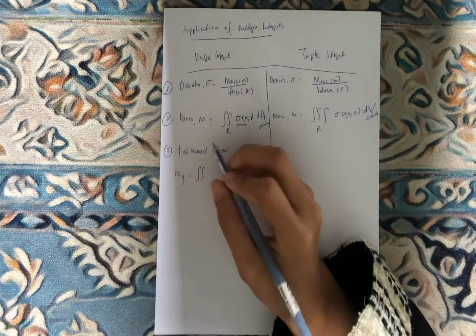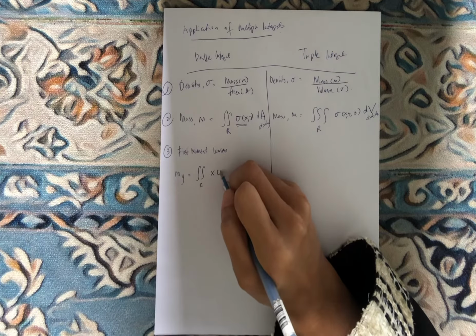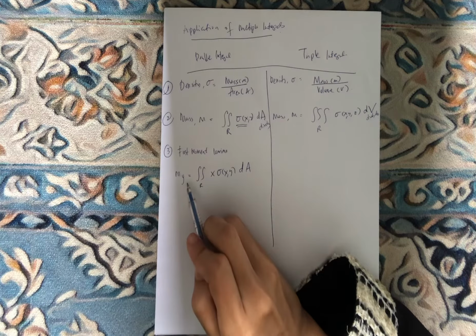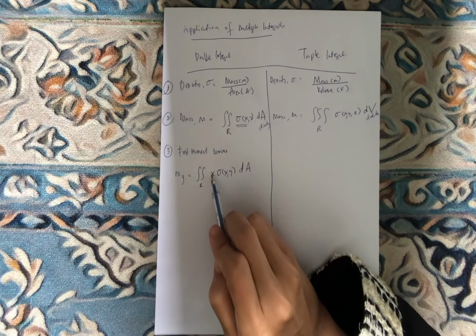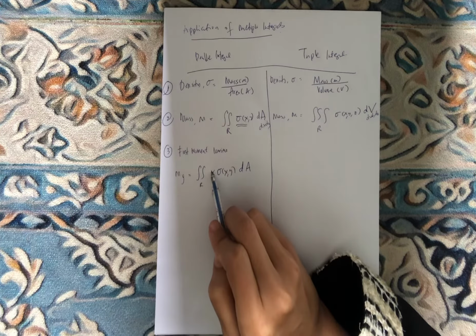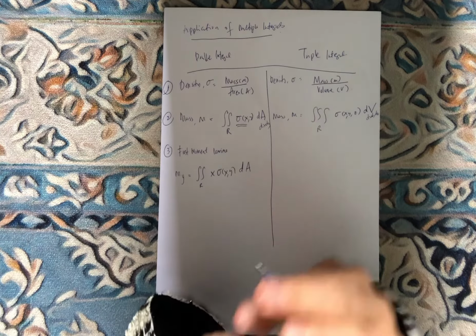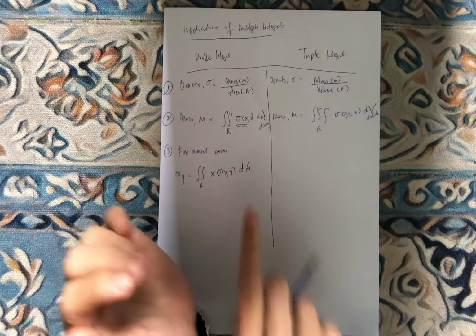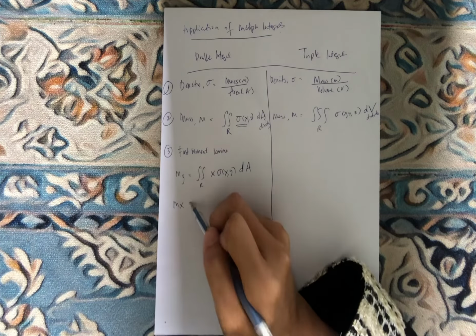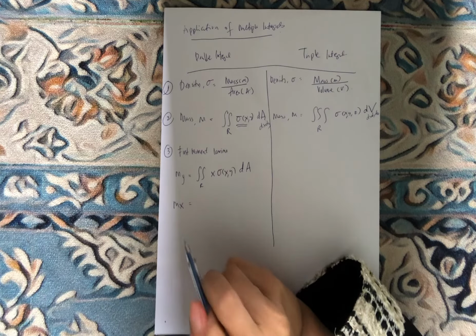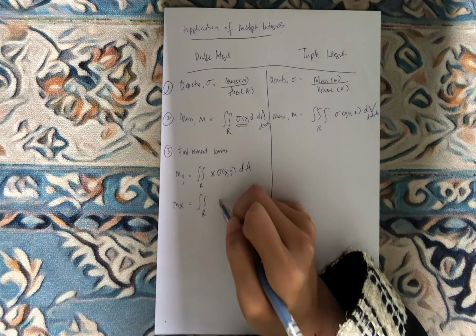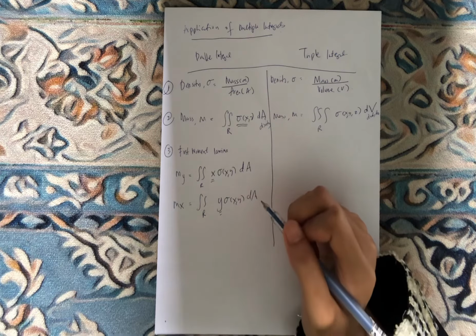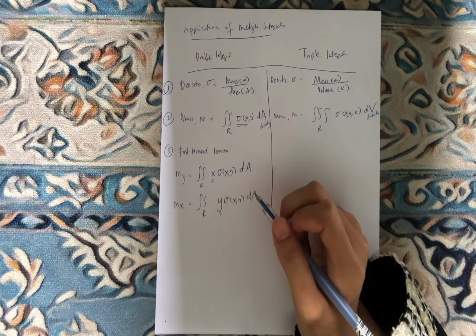So the formula here is x times density. See carefully. This is My, it's about the y-axis, but the formula has x. It's contradictory. If the question asks y, the formula inside must be x times density. How about Mx? Mx is about the x-axis, so it will be y times density. So you can see the difference, and it's easy for you to memorize.